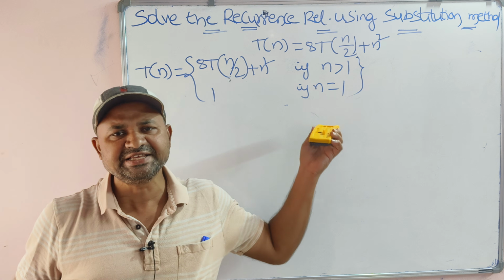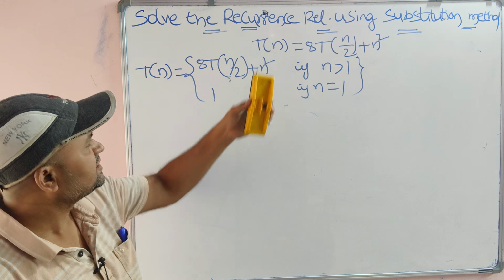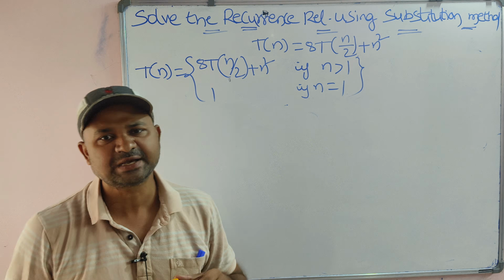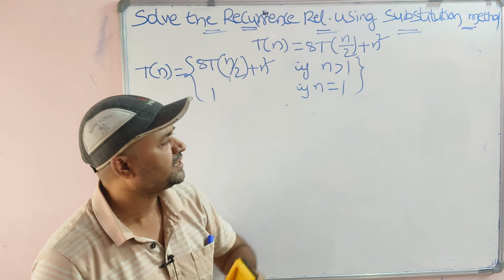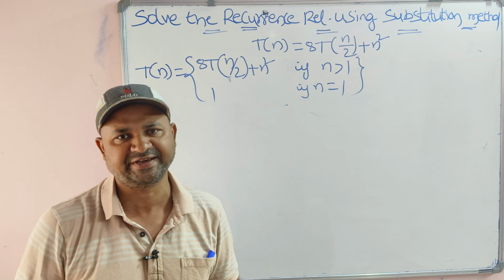Now let us see this problem. Solve the recurrence relation using substitution method. T of n equal to 8 into T of n by 2 plus n square.